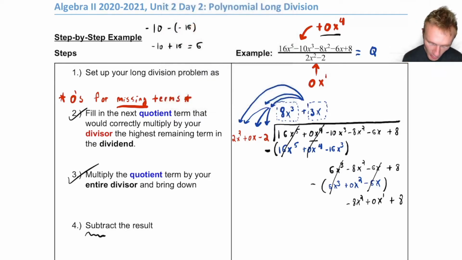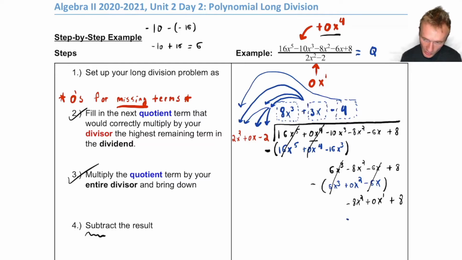What do I multiply by 2x squared to make negative 8x squared? Minus 4. Negative 4 times 2x squared is negative 8x squared. Negative 4 times 0x plus 0x. Negative 4 times negative 2 plus 8. So this all works out like we would have wanted it to.